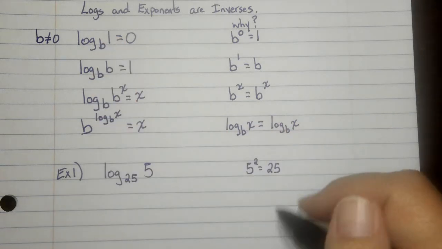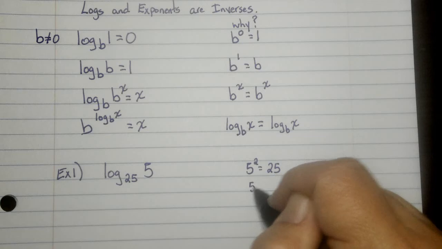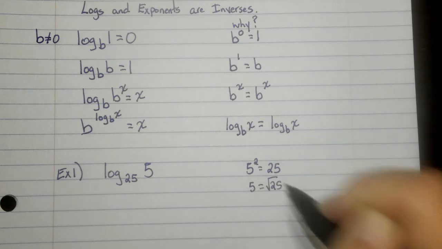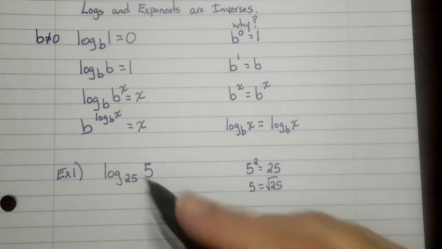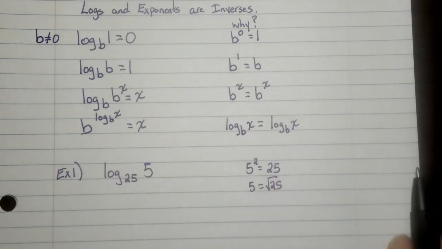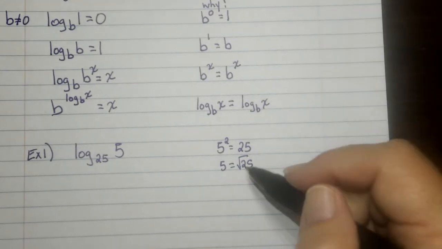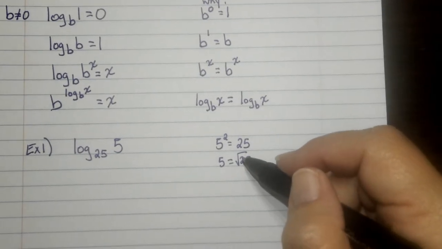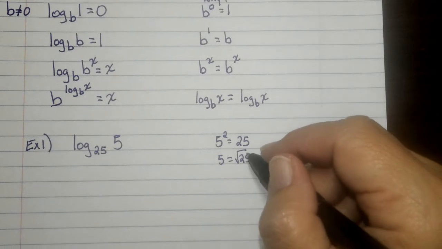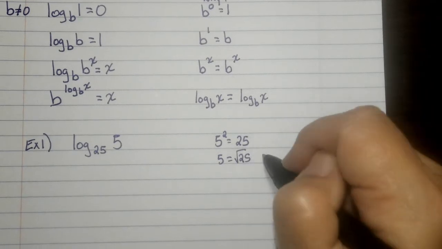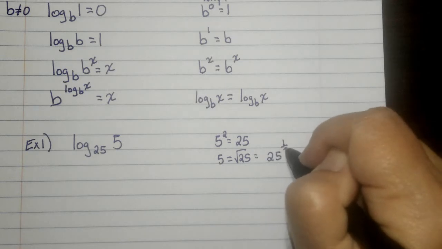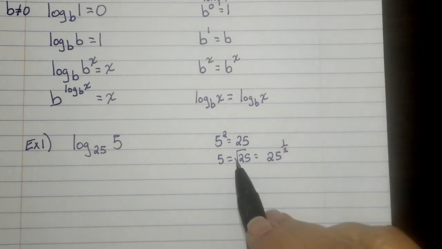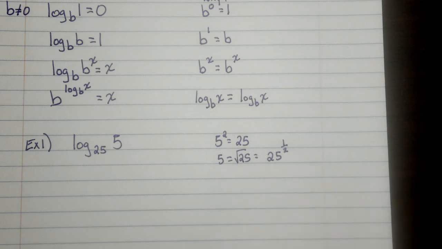But if 5 squared is 25, doesn't that mean that 5 is the square root of 25? Well, that doesn't seem to help because none of these have square roots in them. But if you take the square root of something, how do you write that in exponential form? Do you remember from algebra that the square root of 25 is equal to 25 to the 1/2 power? Taking the square root of something is the same as raising that thing to the 1/2 power.